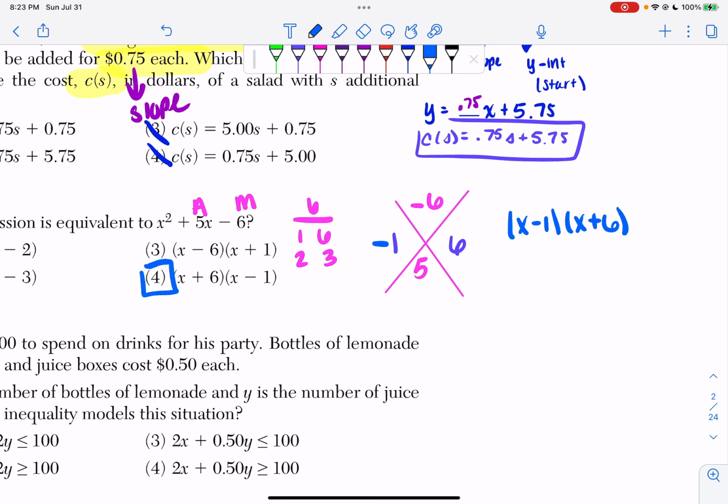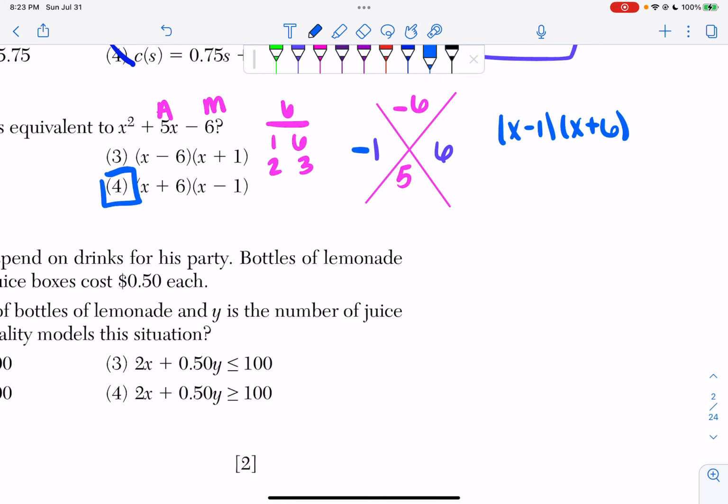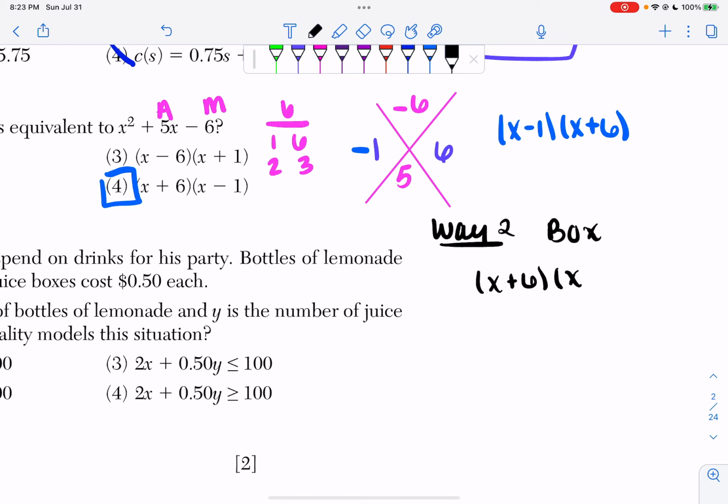That's the first way to do it. That's the real way to do it if you want to think about it, actually doing the factoring by hand. There is another way. I could have done a box method on each of my answer choices. I'm just going to do a box method on choice number 4 because I know 4 is the correct answer. I'm going to do a box method and multiply out. Let me write this out, way number 2, box method. So I'm going to do x plus 6 times x minus 1.